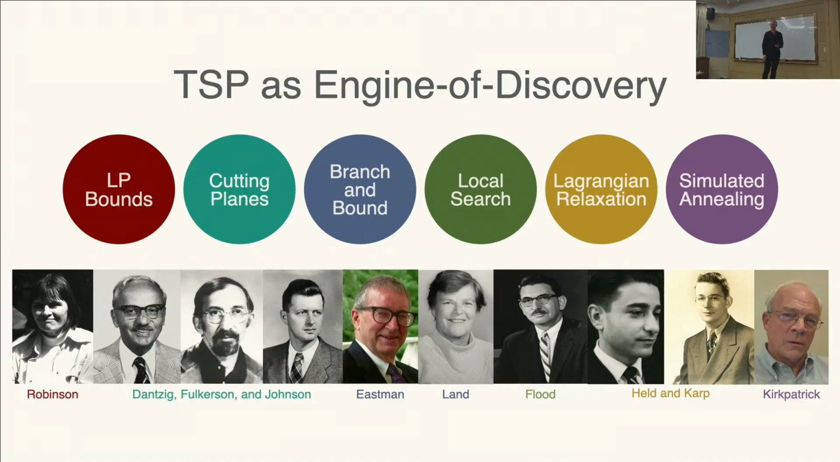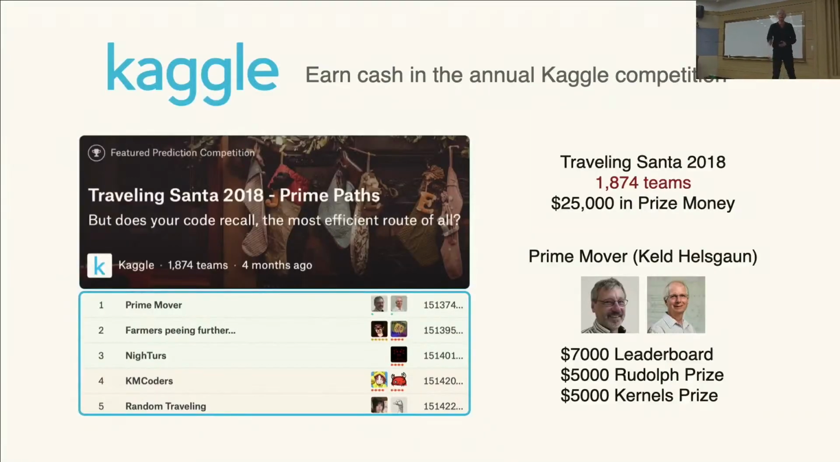But why should you personally work on the TSP? Well, we like winning contests. Keld Helsgaun and I, several years ago, won $17,000 in a Kaggle competition. I don't know if any of you are involved in Kaggle, but there are these leaderboards and trash talking, saying these old guys are not going to be able to do it. But in the end, our team won first prize in all three contests.